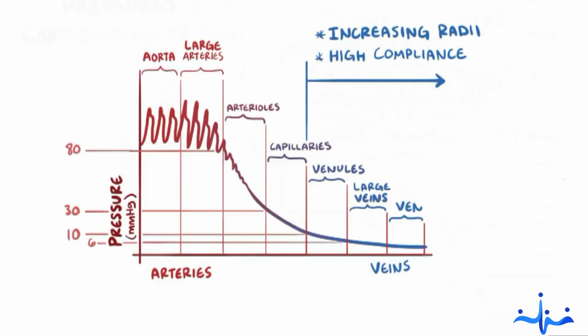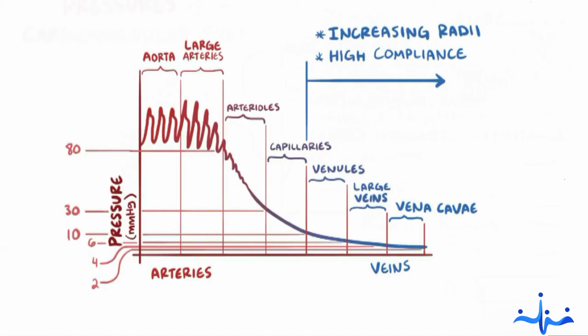Finally, blood makes it to the vena cava, and pressure is roughly 4 millimeters of mercury, and the right atrial pressure is around 2 millimeters of mercury. Even though there are only small differences in pressure, it's still enough to move blood back to the heart, even when it's going against gravity.